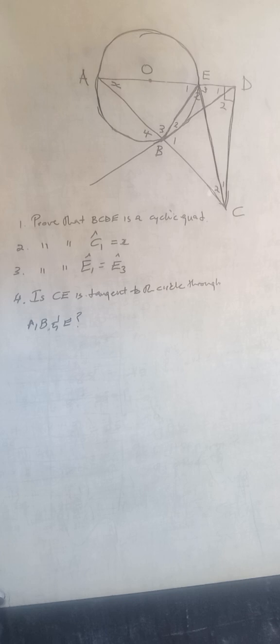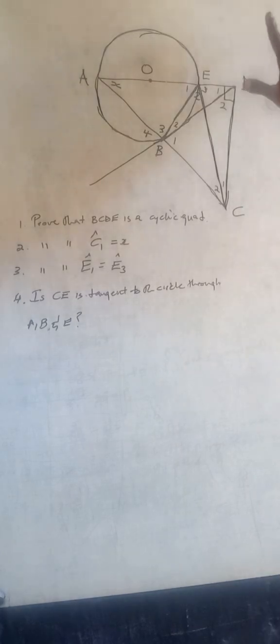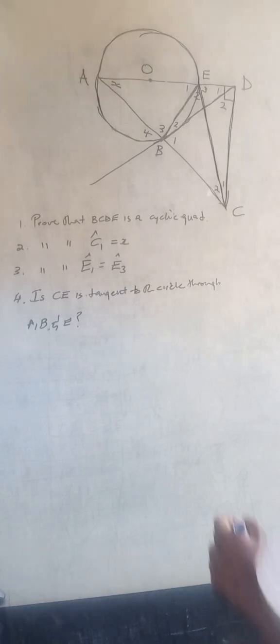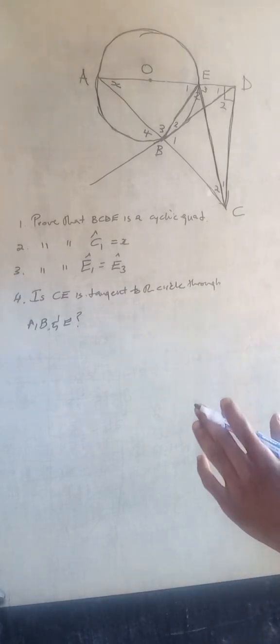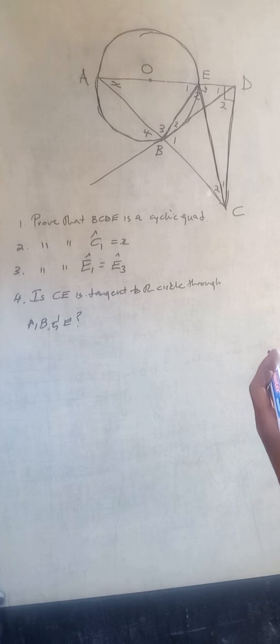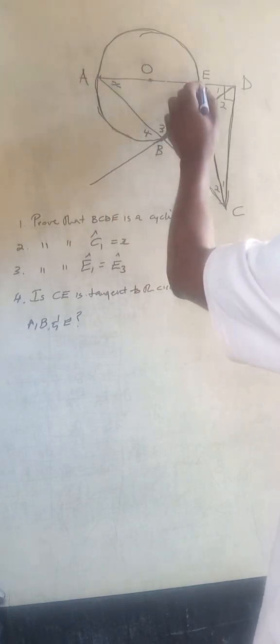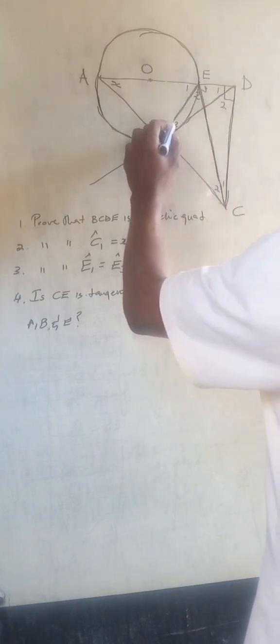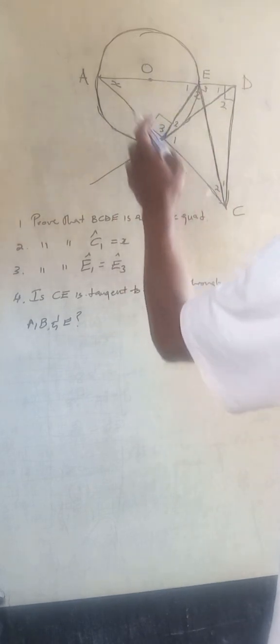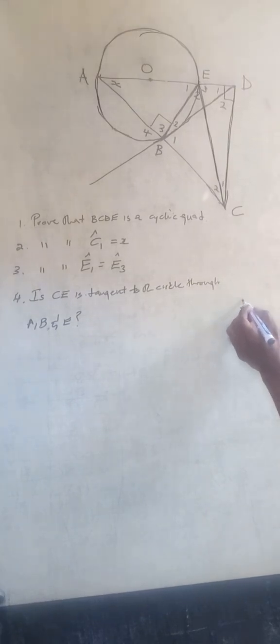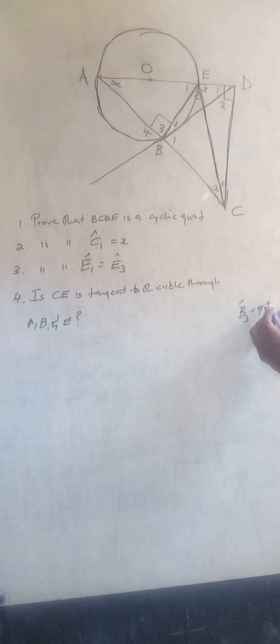With this kind of question, I prefer to write what I see, without even being asked. We know that an angle in a semicircle is 90 degrees. They told us that this is the center, meaning AE is a radius, so this is the angle subtended by the radius. So angle B3 is equal to 90 degrees.